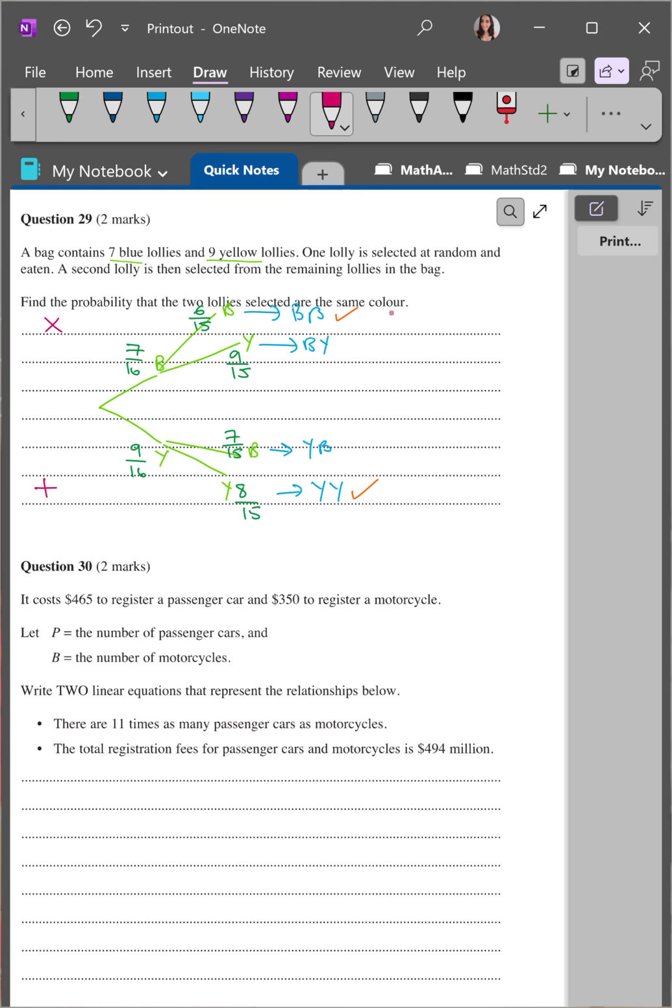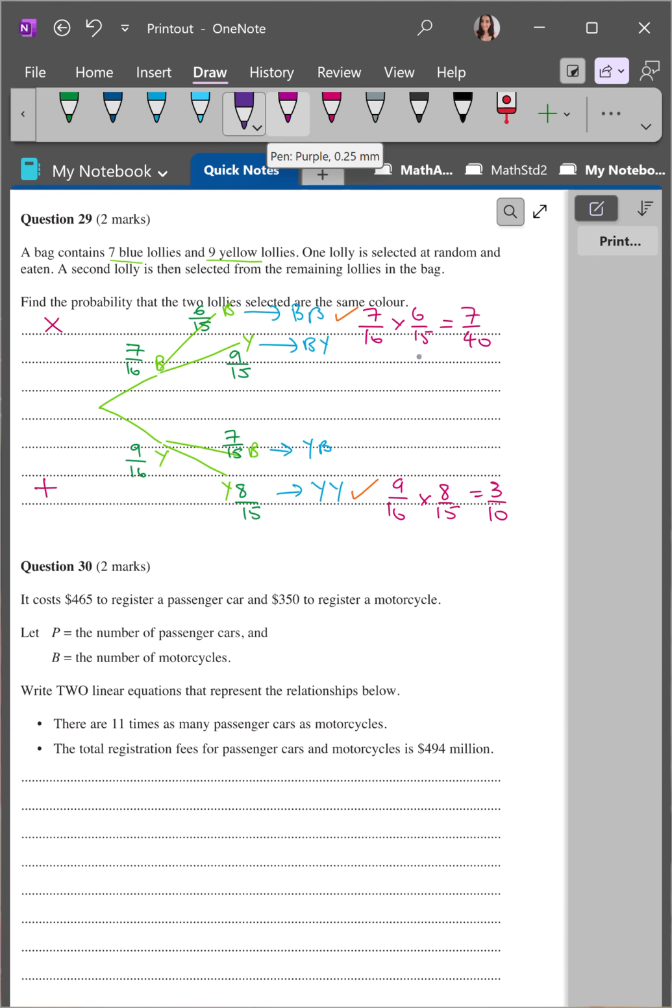So the probability of blue, blue is 7 over 16 times 6 over 15. And this equals 7 over 40. And over here for YY, it's 9 over 16 times 8 over 15. And this equals 3 over 10.